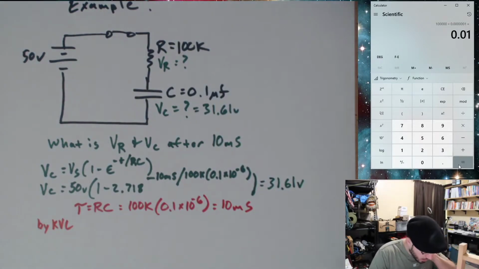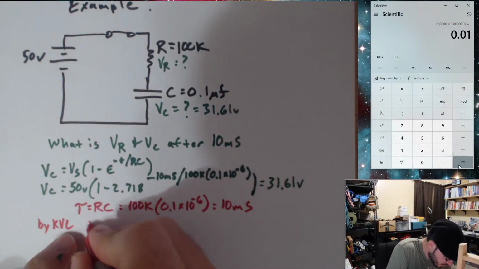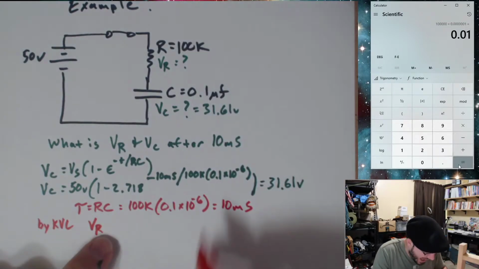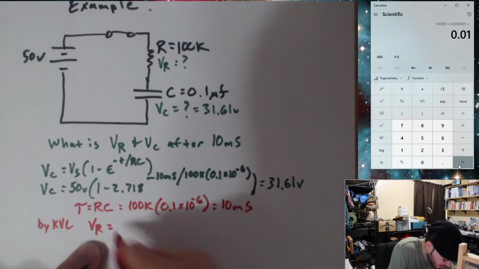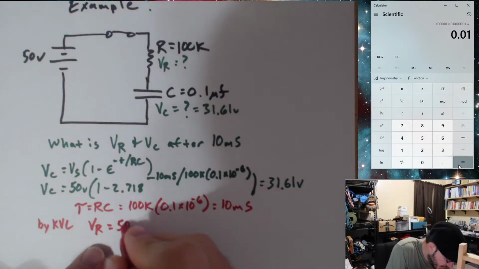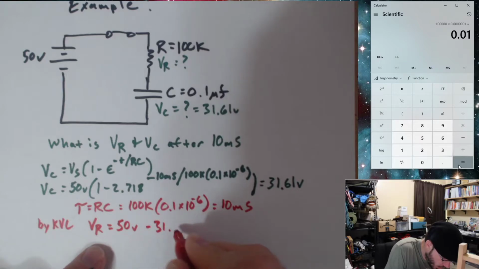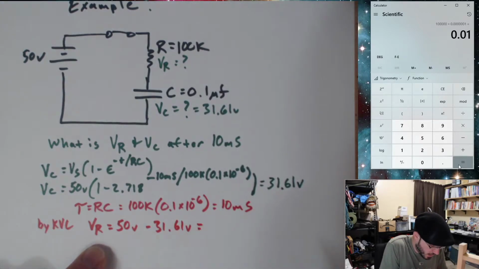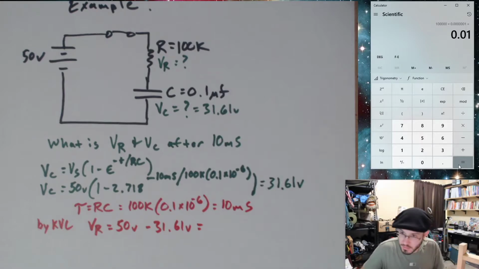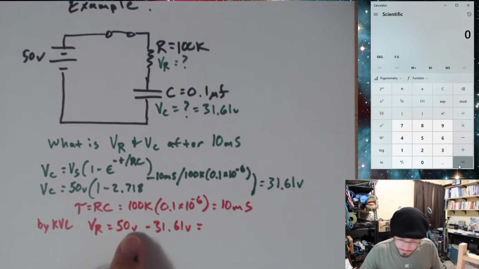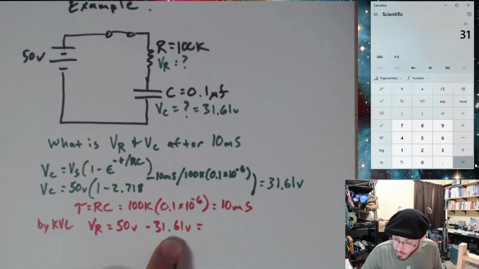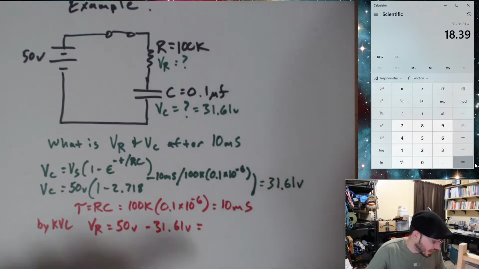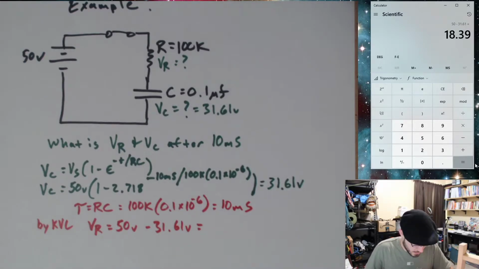By KVL, V sub R at 10 milliseconds should be equal to 50 volts minus 31.61. Our basic rules do not go away. Not in our lifetimes. Okay, so 50 minus 31.61. Let's do that. Should get about 18.39 volts.